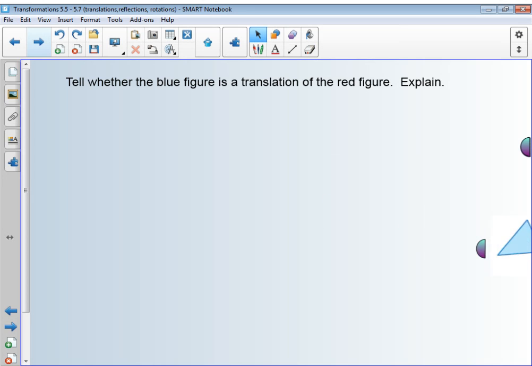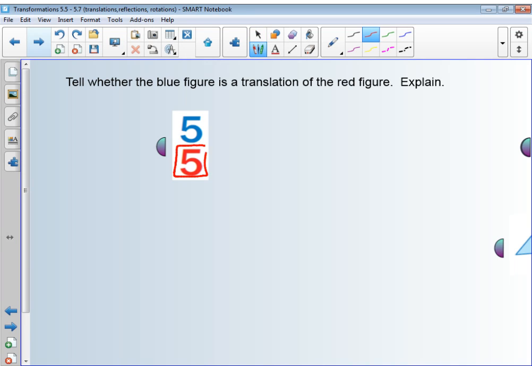Okay, so this is just identifying translations. Okay, so here, if I have a 5 and another 5, so the translation, and you could work either red to blue, it doesn't really matter. Is the blue figure a translation of the red figure? Did it slide? Yes, it slid up from this location up to this location. It did not change size. It did not rotate. So yes, that would be considered a translation.